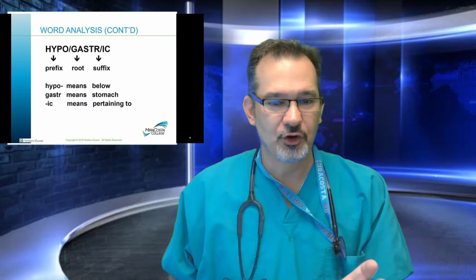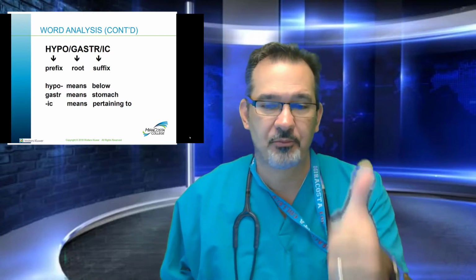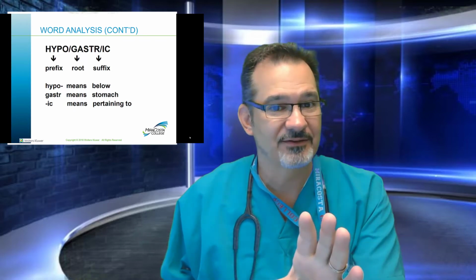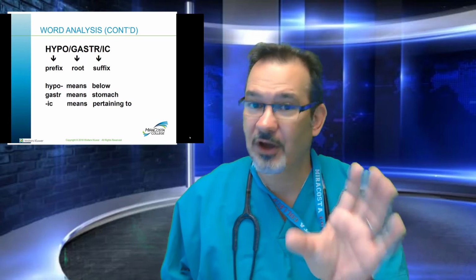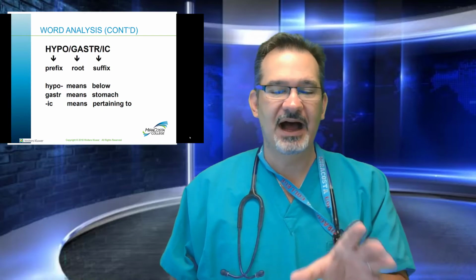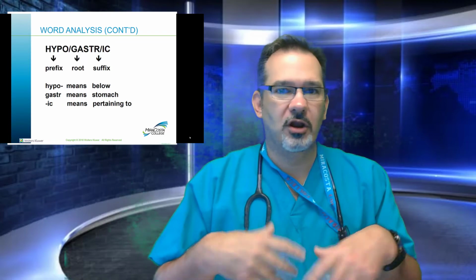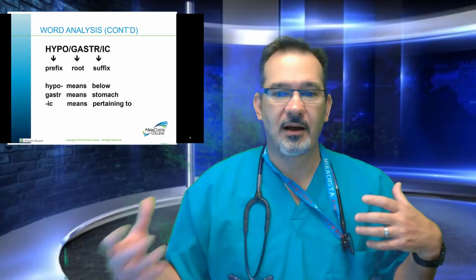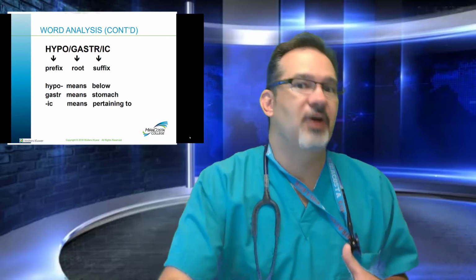Hypogastric, another good one, because it actually has all three component pieces. It's got a prefix, a root, and a suffix. So the root is gast, or gastr, G-A-S-T-R, and that refers to the stomach. The IC means pertaining to. I like to call it a generic suffix that just says it's pertaining to the stomach.